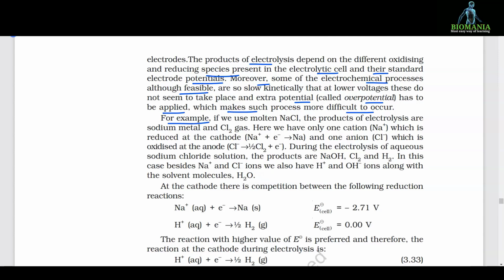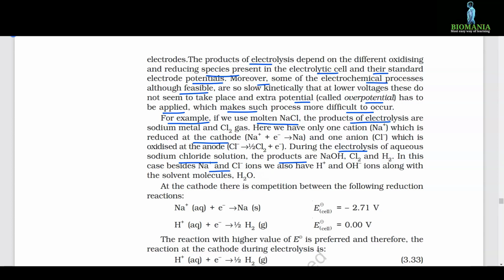For example, if we use molten NaCl, the products of electrolysis are sodium metal and chlorine gas. Here we have one cation, Na+ ion, which is reduced at the cathode, and one anion, that is chloride ion, which is oxidized at the anode. During the electrolysis of aqueous sodium chloride solution, the products are NaOH, chlorine gas and hydrogen.